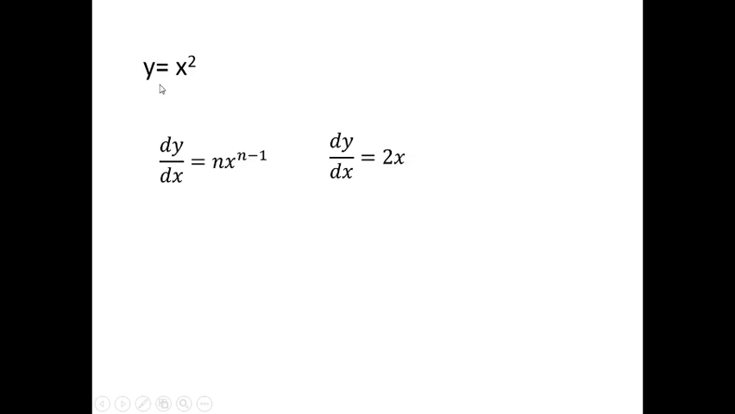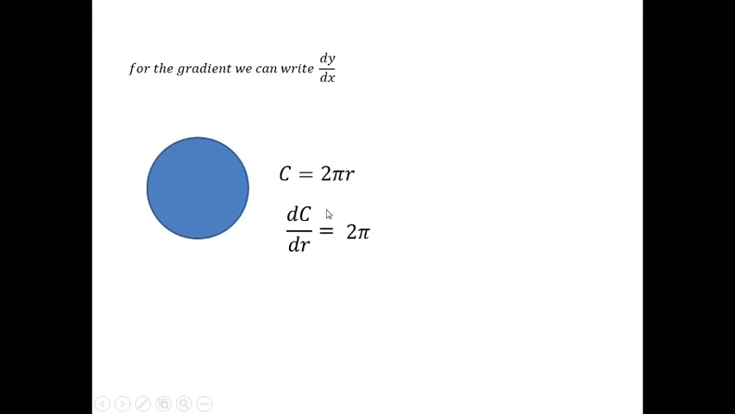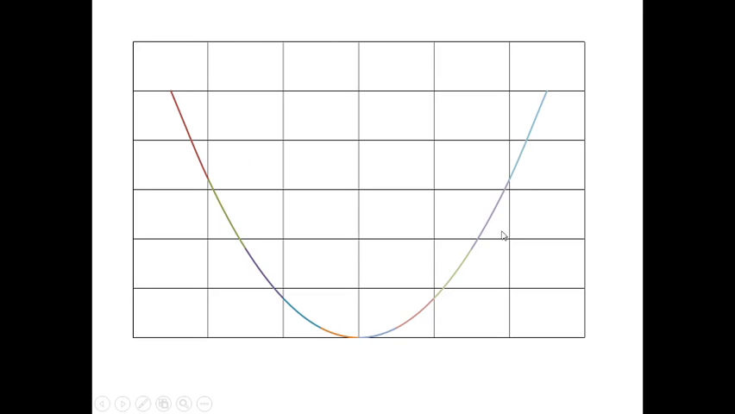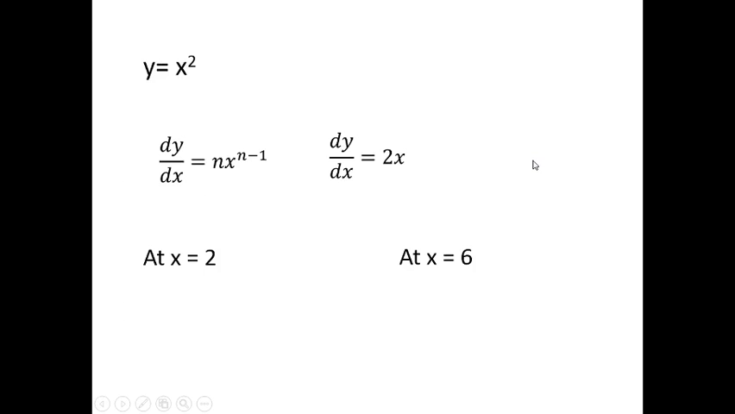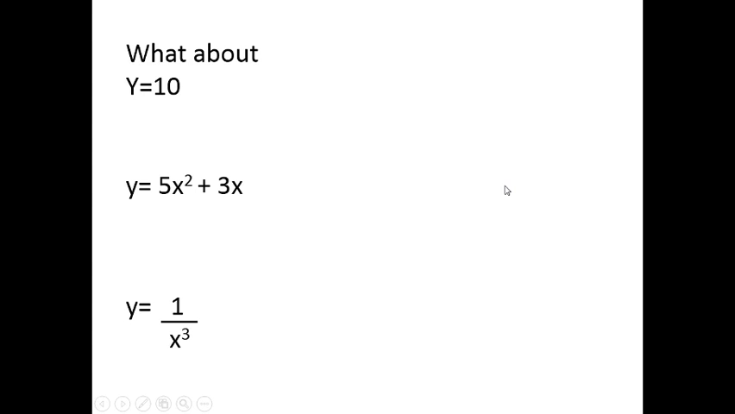So how does this help me with finding the gradient? Well, at x equals 2, I use this gradient here. 2 times 2 is 4. At x equals 6, 2 times 6 is 12, which is what you would expect if you look here. The bigger the value of x, the steeper this is, and so the bigger the gradient is, which is what we're getting.